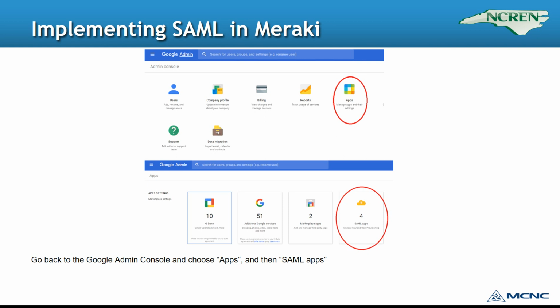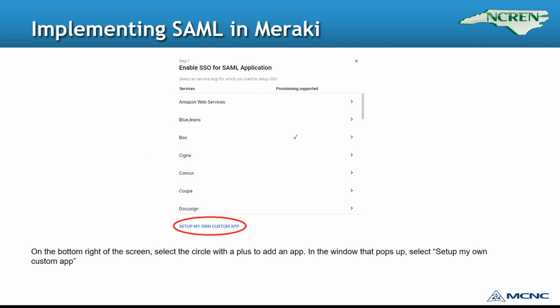You're going to go under Apps and then SAML Apps. And under SAML Apps, at the bottom right of the page, you'll see a little yellow circle with a plus on it. And you're going to hit that, and it's going to pop up this screen. And then from here, you're going to hit set up my own custom app.